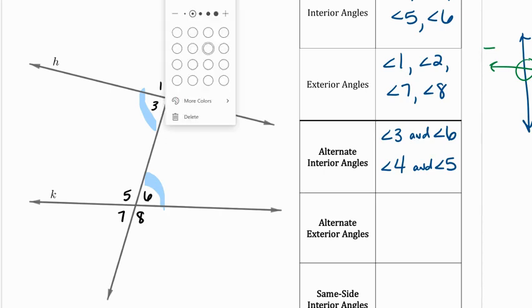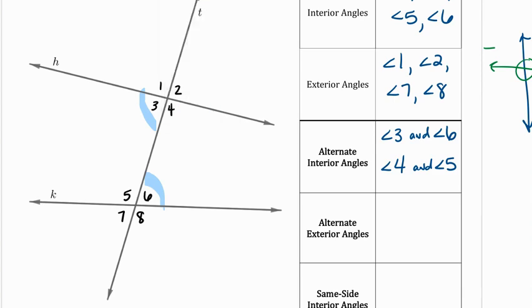So if I can get a different color here, I can look at one of my exterior angles, say, oh, it didn't change colors.